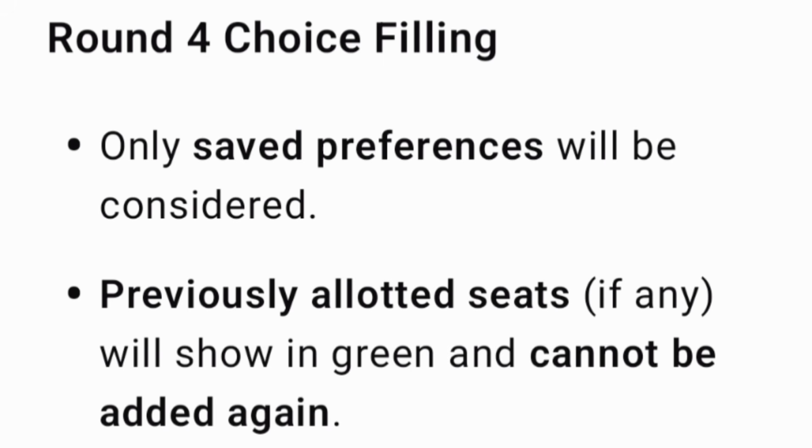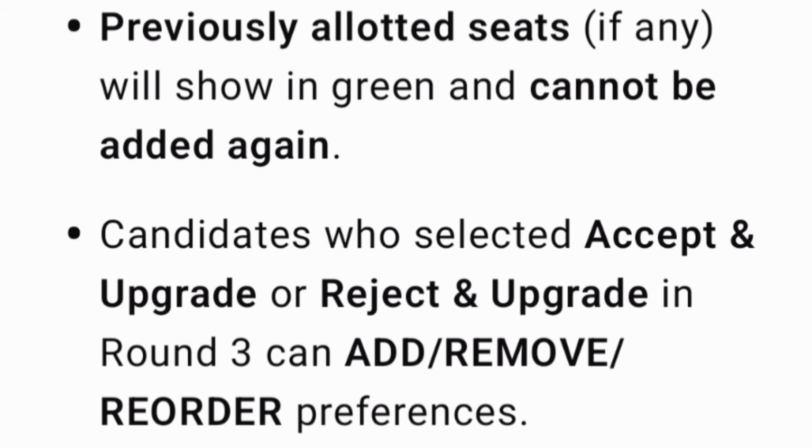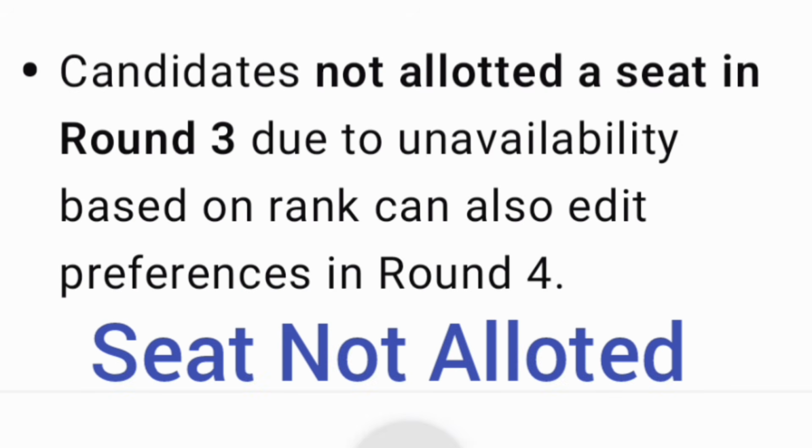Now let's move to round 4. Again, the saved preferences from the previous round 3 will be brought in front of you. Previously allotted students will see the seat allotted to them in green and it cannot be added again. The same thing, candidates who have done accept and upgrade or reject and upgrade in round 3 will now be able to add, remove, reorder preferences. So this is again good news that you are able to add, remove, reorder preferences in all the rounds of counseling. So hope you understood.